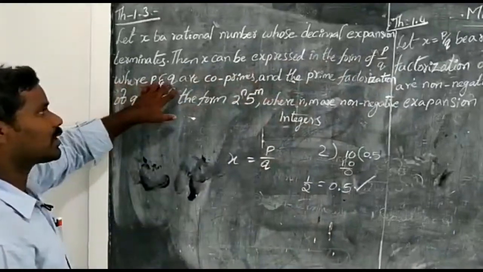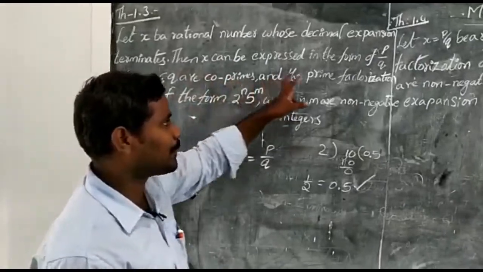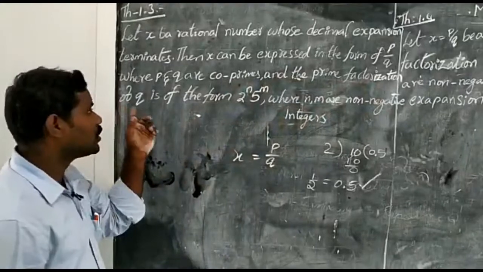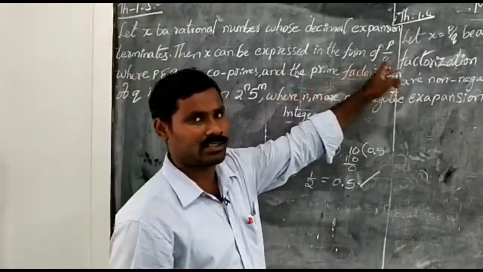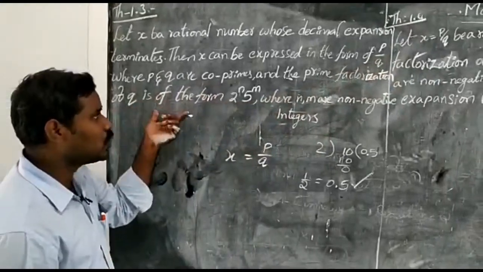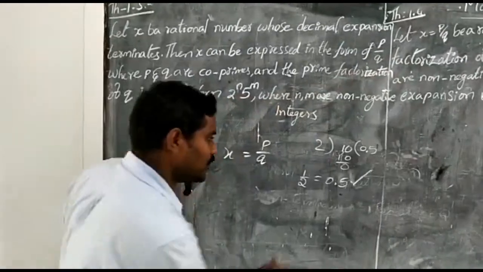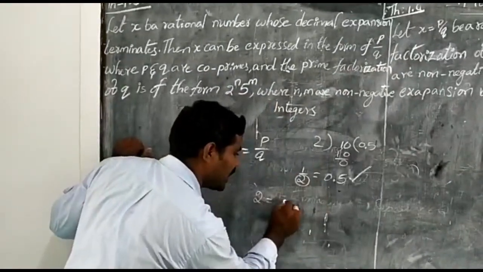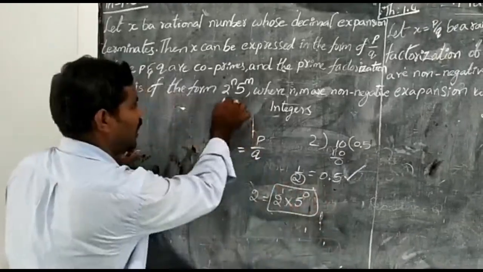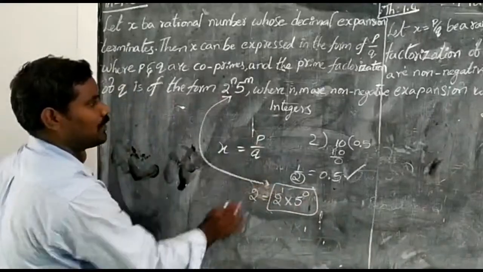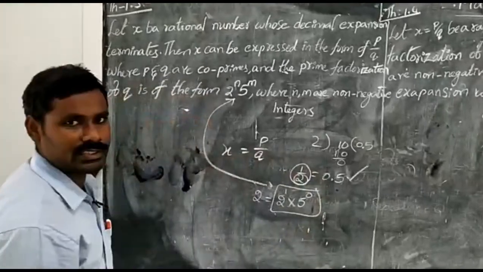Where p, q are co-primes, and the prime factorization of q, what is q? It is the denominator. The prime factorization of q is of the form 2 power n into 5 power m. Here 2 can be written as 2 power 1 into 5 power 0. That means it is of the form 2 power n into 5 power m. Then by this, 1 by 2 terminates.